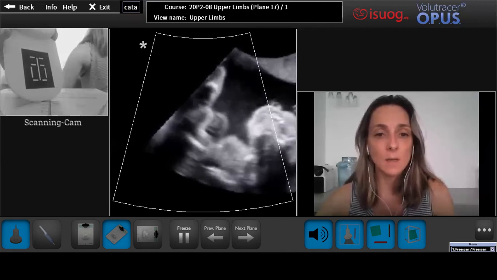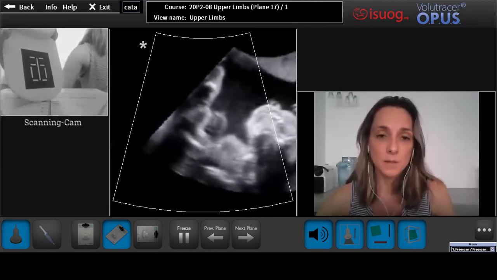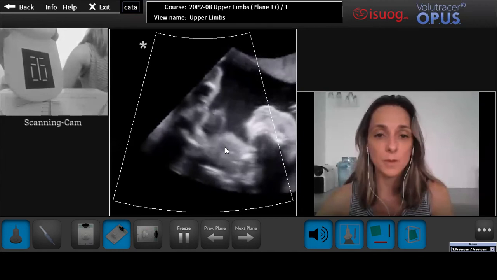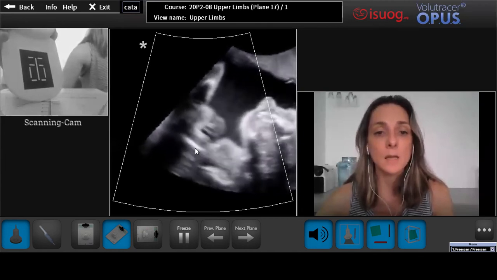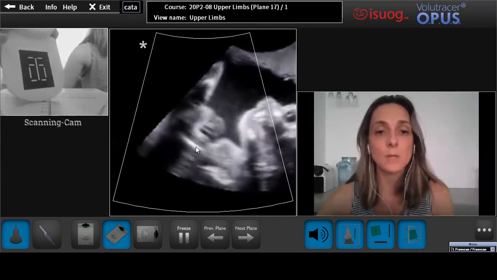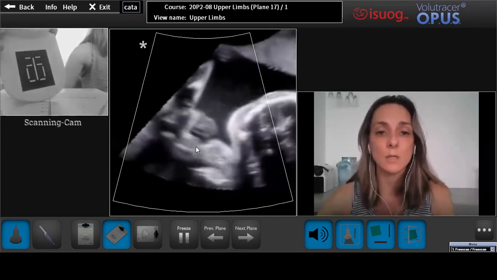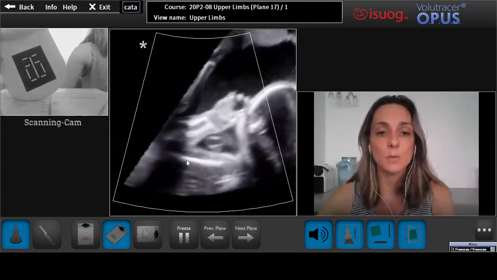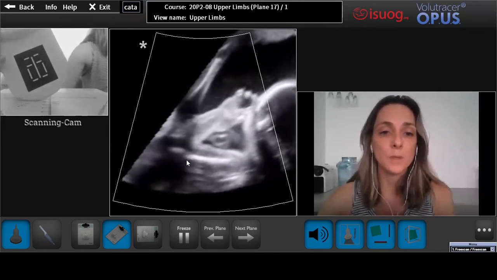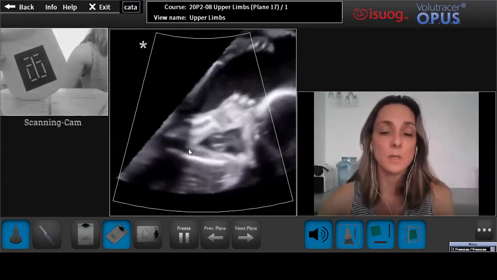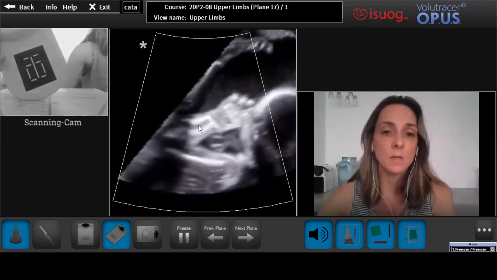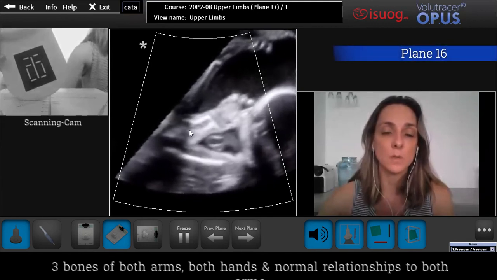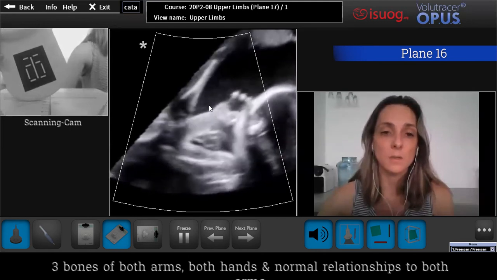So exactly the same way you did with the femur and the pelvis, you do with the thorax and the humerus. And here you can see we are at the level of the thorax, as you saw before. And here we can see part of the humerus, and then you start sliding and rotating your probe in order to find the whole length of the humerus. And also in this same plane, you see the radius and the ulna and the angle of the hand, the relationship between the 3 parts of this arm.